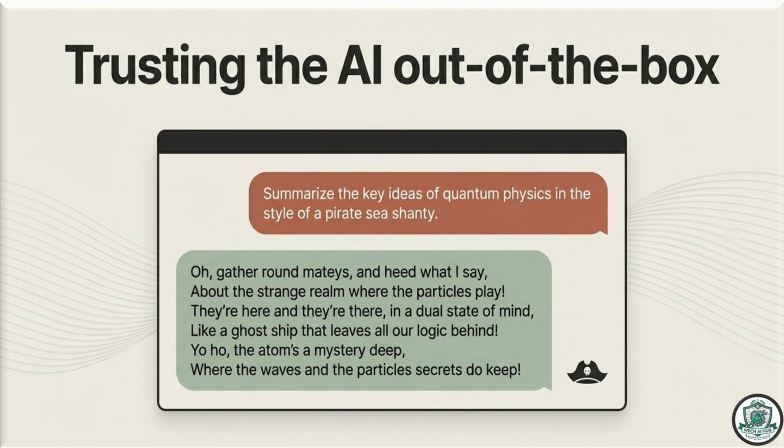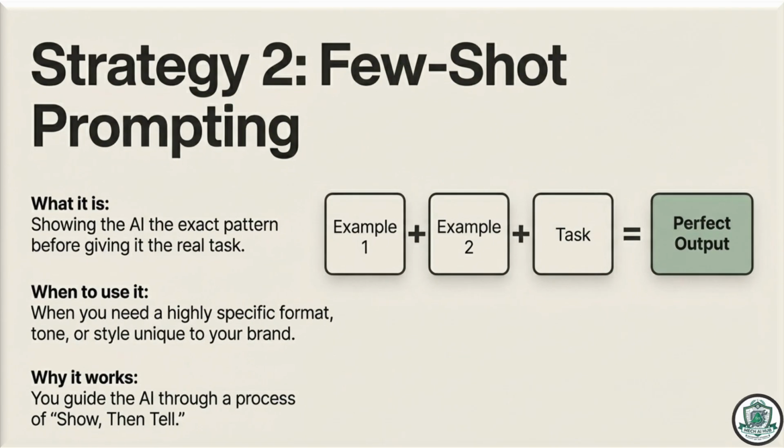For example, you could say, summarize the key ideas of quantum physics in the style of a pirate sea shanty. Modern models like GPT-4 or Claude are so powerful they can handle this brilliantly. Zero shot is your go to for quick, straightforward tasks where you just need immediate action. But what if you want the AI to follow a very specific format, tone, or style that is unique to your brand? That's where strategy number 2 comes in, few shot prompting.